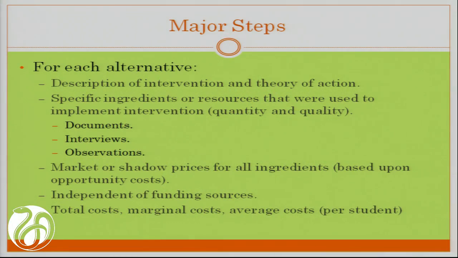Okay, and then we use market or shadow prices for all ingredients based on opportunity costs. We do this independently of the funding sources, and funding is not just money, it's resources in kind, such as volunteers. And then we analyze the costs in different ways to make them amenable for analysis and comparison.